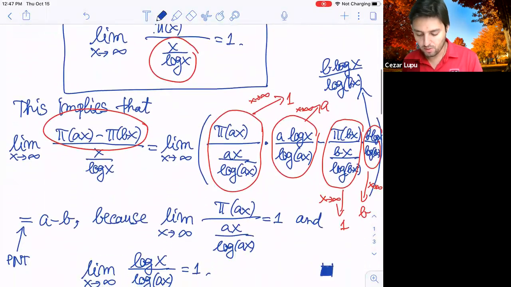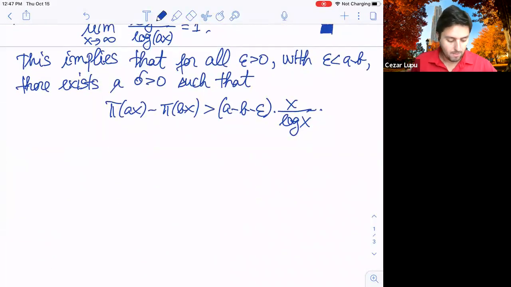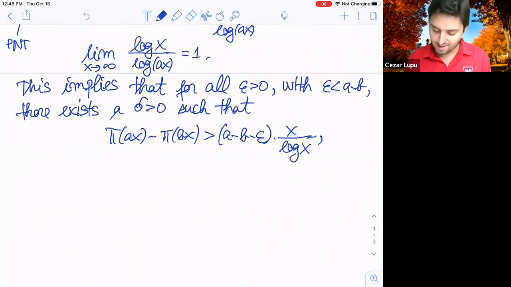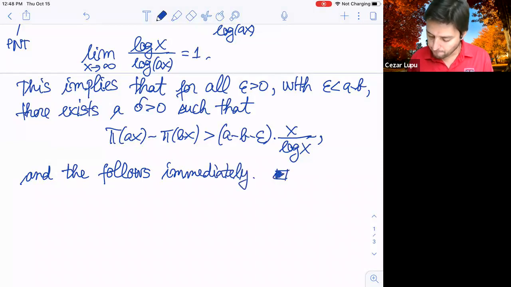We look at this difference, so we proved that pi of ax minus pi of bx is greater than, well, since the limit is 1, x over log x times a minus b. And it follows, the lemma follows immediately. Maybe I rushed through things by saying that I proved it, but the lemma follows immediately. Okay, now we can say we proved the lemma.